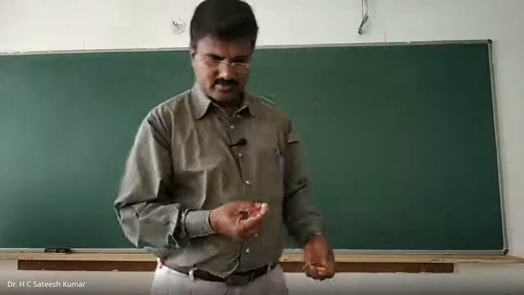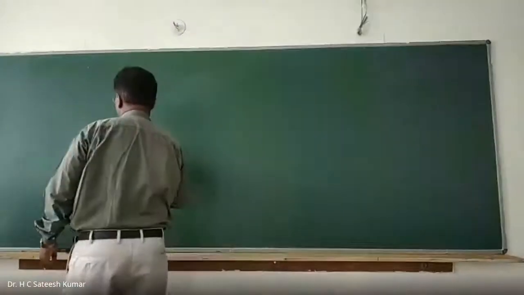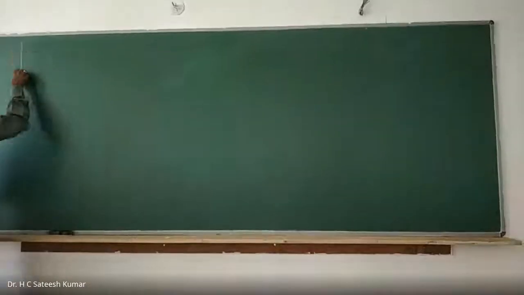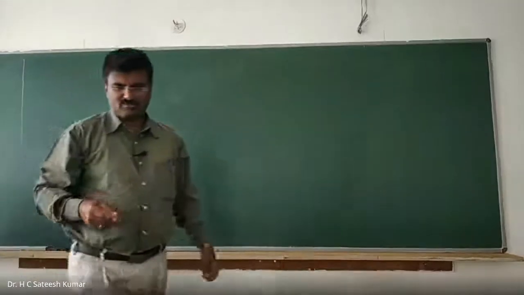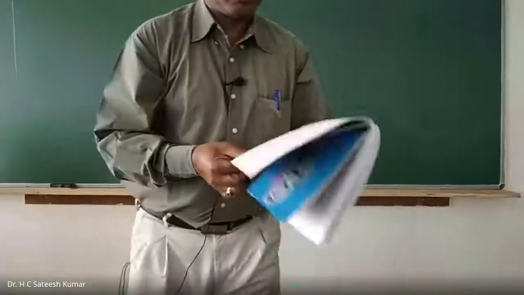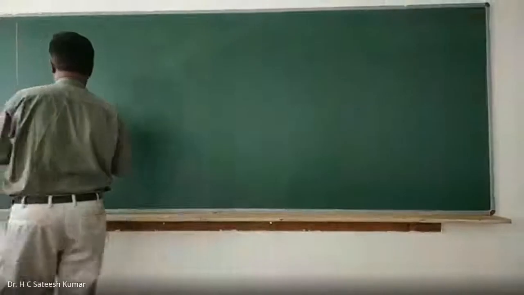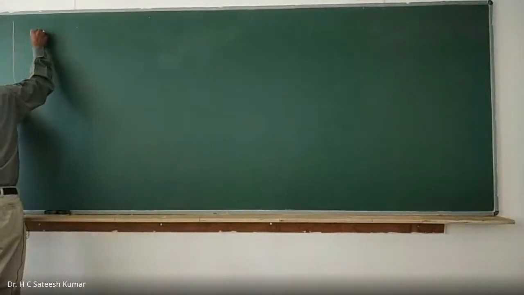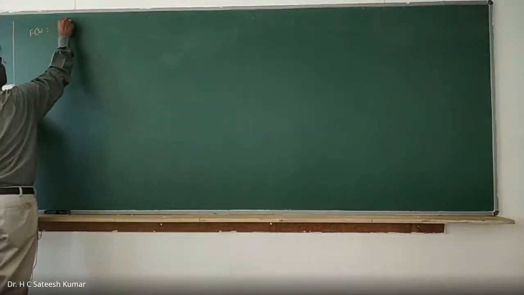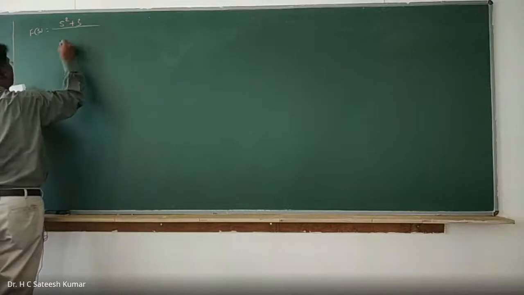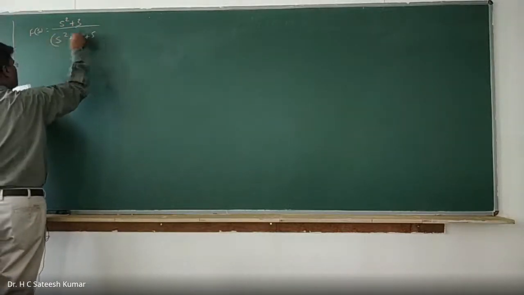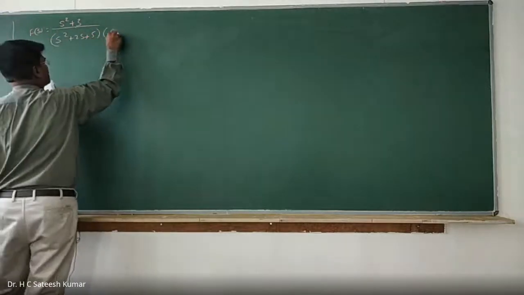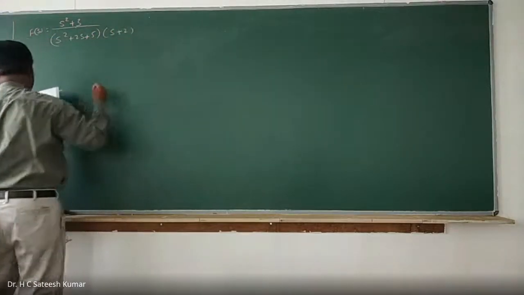Okay, right? Find the inverse Laplace transformation of F of s is equal to s square plus 3 divided by s square plus 2s plus 5 into s plus 2. So here we have complex roots.